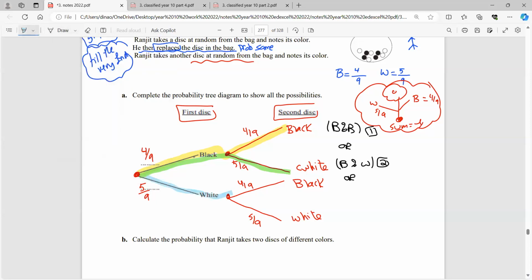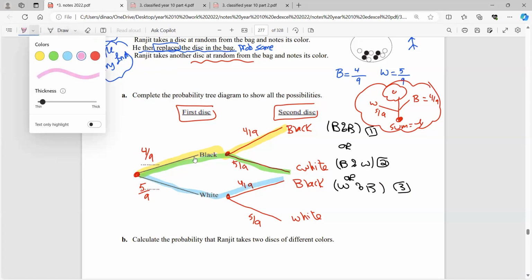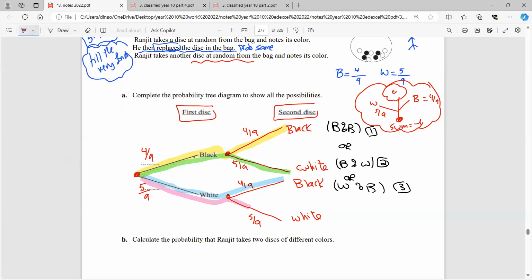Guys, black and white is not the same as white and black. No, they're not the same. Since the order has changed, they are not the same. And what is the last option? The last option is white and white.